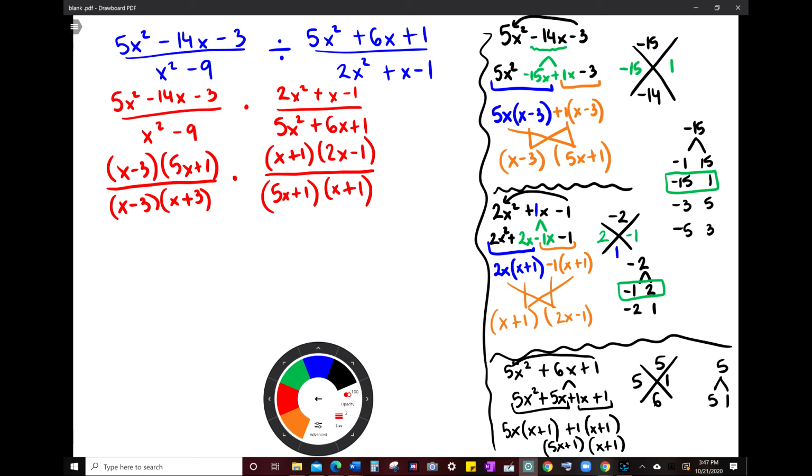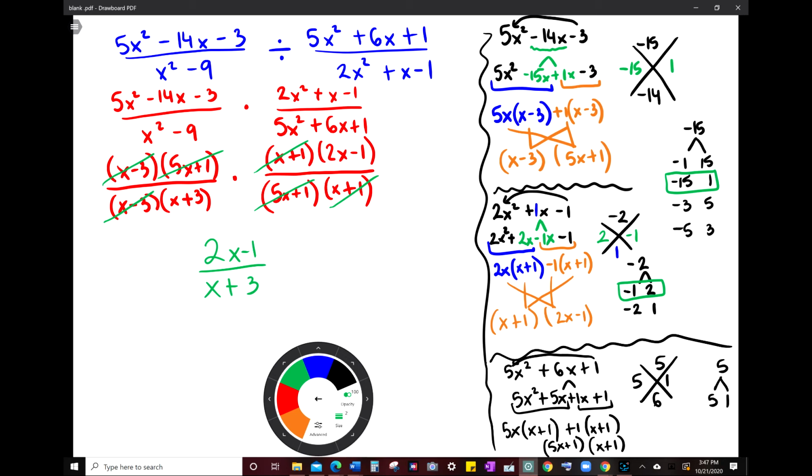And since it's multiplication, the operation between all these parentheses is multiplication. So therefore, it allows us to cross off. So we can cross off x minus 3 and x minus 3. We can cancel them out. And then 5x plus 1, cancel 5x plus 1. We can cancel x plus 1 and x plus 1. So what's left over is 2x minus 1 over x plus 3.